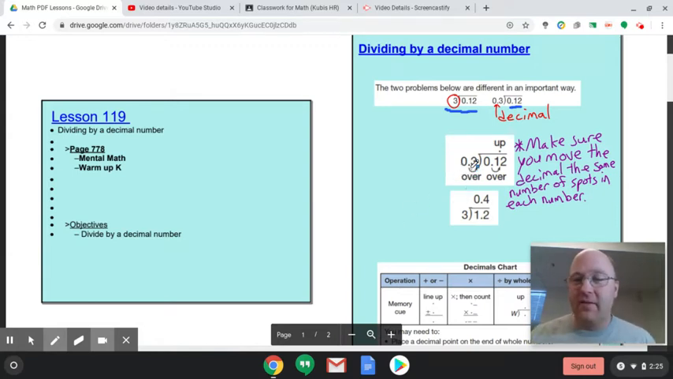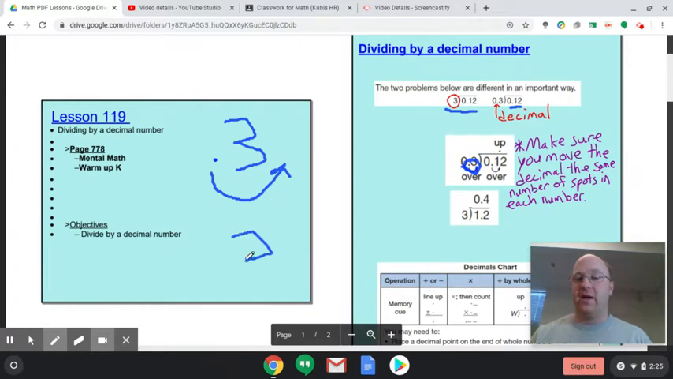In this case, the decimal right here is before the 3. So we have to move it one spot over, and then we end up with 3. So now we're dividing by a whole number. But just like with fractions, if we did something to the numerator, we need to do the same thing to the denominator.